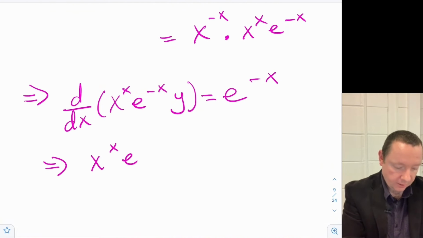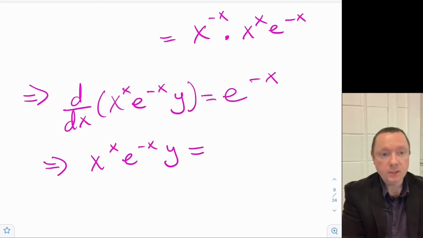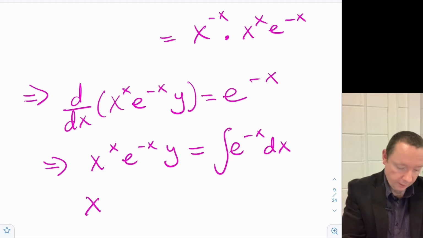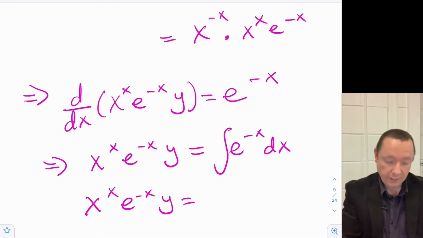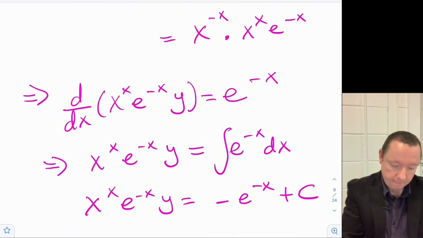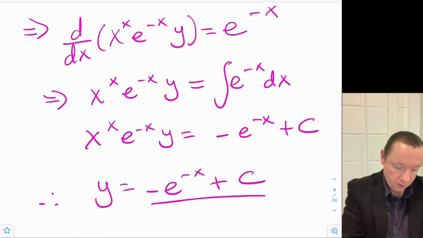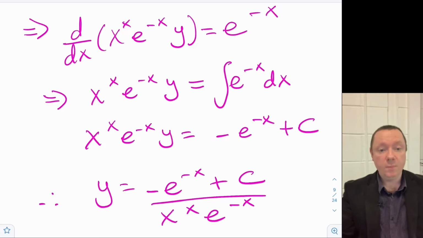So x to the power of x e to the minus x y must equal the integral of e to the power of minus x dx. So x to the power of x e to the minus x y equals minus e to the minus x plus c. And therefore y is just minus e to the minus x plus c over x to the power of x e to the minus x. And that final answer can be left in a lot of different ways.